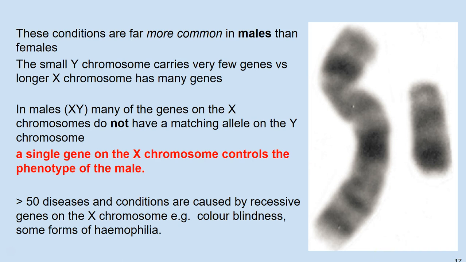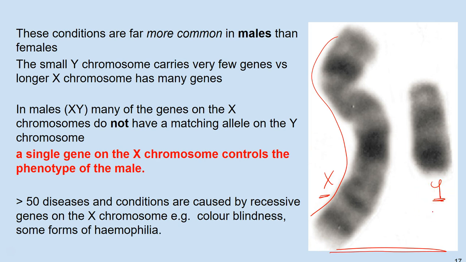So what this means is that the conditions that are sex-linked are often linked to the X chromosome, so they're more common in males than females. This is because the Y chromosome, this one here, is actually smaller than the X, so it carries fewer genes. This is the X here. We can see that it's actually much larger. So in the males, we have XY, so this would be a male combination here. So many of the genes that are on the X chromosome don't actually appear on the Y.